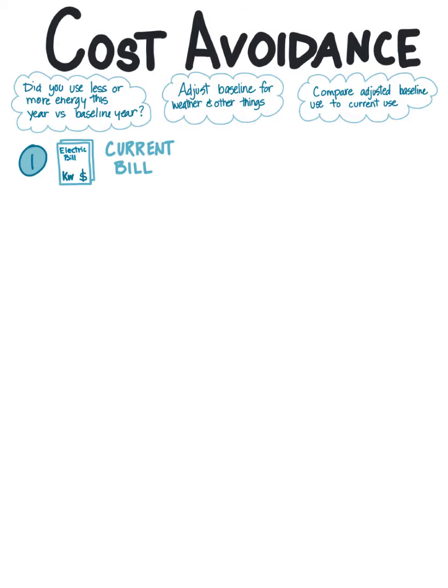Step 1 is easy. We retrieve your current bill from EnergyCap. Step 2 is a little more complicated because we first need to define some terms. For this step, we take any weather-sensitive use for this meter from the baseline year and adjust it to the current conditions, and we take the non-weather use and adjust it for the billing period length.